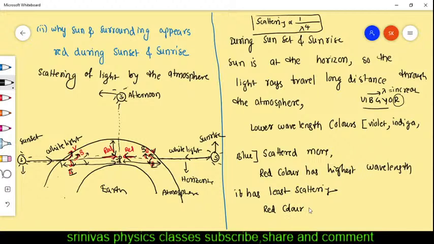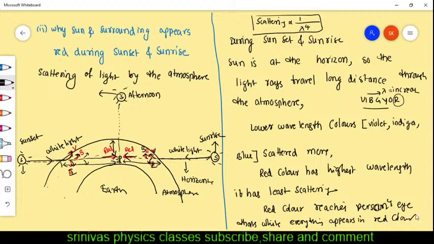रेड कलर रीचेस द पर्सन साइड, बाकी सब कलर्स स्कैटर होता है. रेड कलर पर्सन की आंख को रीच होता है, तो whatever he will see, कोई भी देखते तो ये वाला रेड कलर में दिखता है. Red color reaches the person's eye, that's why everything appears in red color, right? Okay, this is the thing.